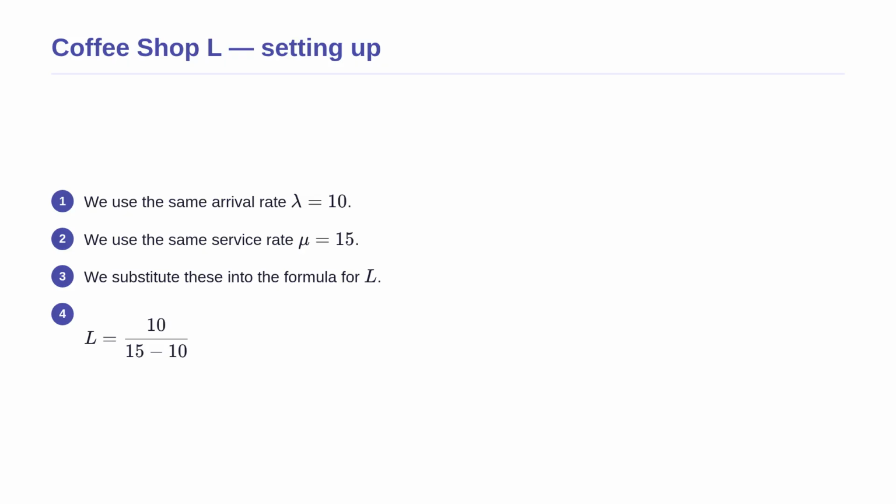Now that we have the formula for the expected number of customers in the system, let us apply it to our coffee shop example. We want to know how many people are typically inside the shop at any given time. We already know our arrival rate is 10 customers per hour and our service rate is 15 customers per hour. We substitute these specific rates into our formula. The numerator becomes 10, the denominator becomes 15 minus 10, which simplifies to 5. This denominator tells us the system can handle 5 more customers per hour than it is currently receiving.